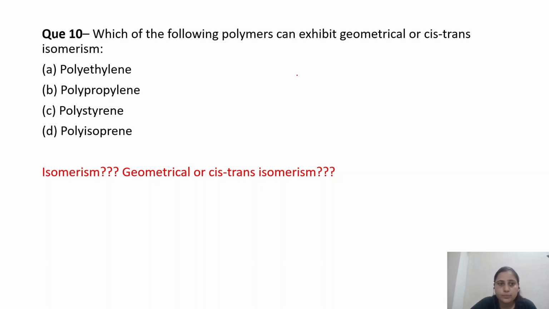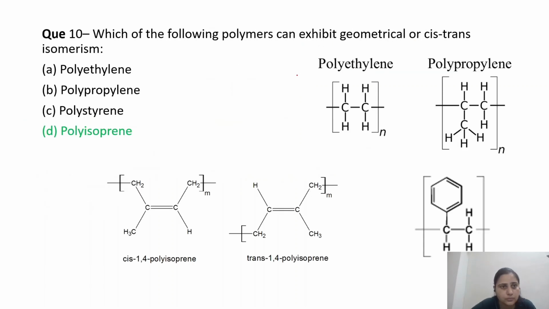Let's just solve this question. The answer D is the correct one. Now let's see why polyisoprene is the correct one. Here on the right-hand side we can see the structures of polyethylene, polypropylene, polystyrene and polyisoprene.